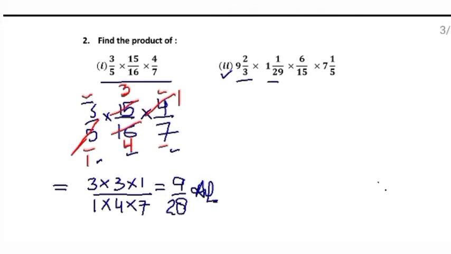These fractions are in mixed fractions, so change them firstly into the improper fraction. 3 9s are 27 plus 2, 29 upon 3.